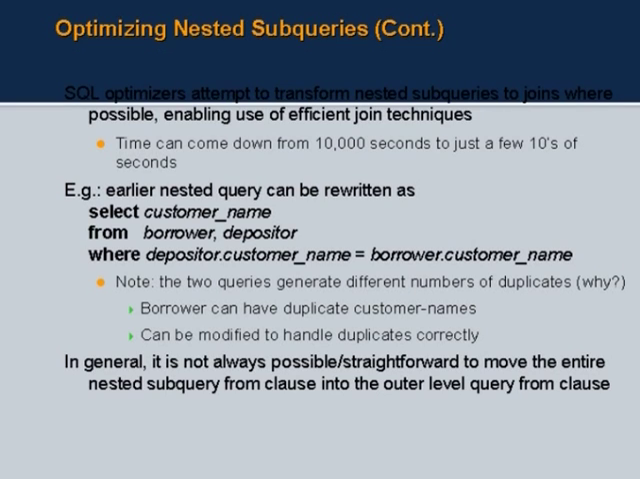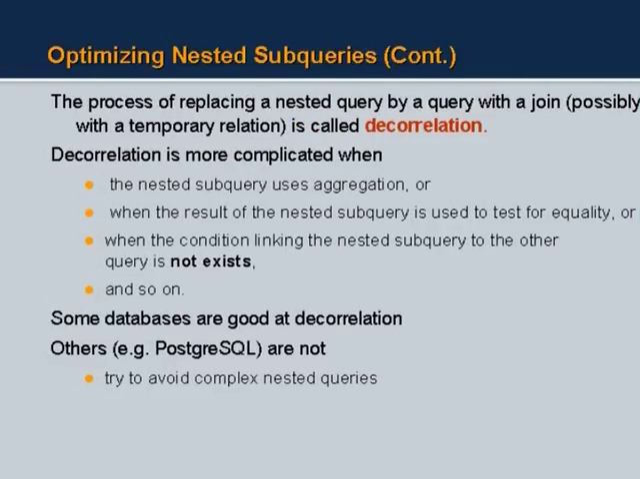So if you find the system's performance is very bad on a nested query, see if you can translate it to a non-nested query. So here it is easy. There are others where it is quite difficult, in fact. People have written papers on how to do this translation automatically, and the papers had mistakes. They didn't take into account some SQL quirks. So you should be careful about these. Anyway, the process of replacing a nested query with a join, possibly with a temporary relation, is called decorrelation. And as we saw, it's more complicated if there's aggregation, if there's not exists as the linking clause, and so forth.